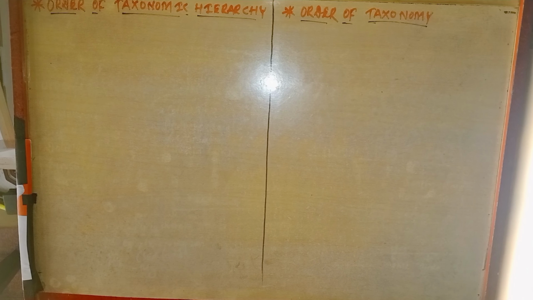As you know, while writing the taxonomic hierarchy, there is a proper order and the order should be maintained by us. So today I am here to provide a trick, or you can say mnemonics, so that you can easily remember the order of taxonomic hierarchy and also the order of taxonomy. So let's begin into the topic.